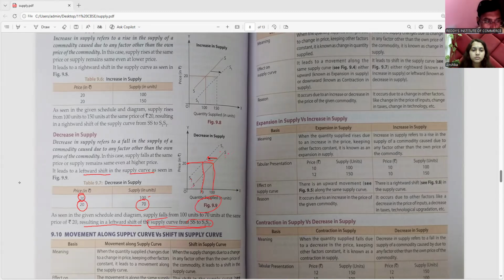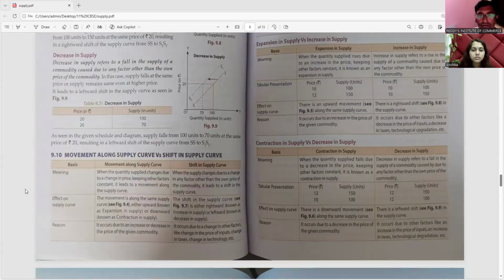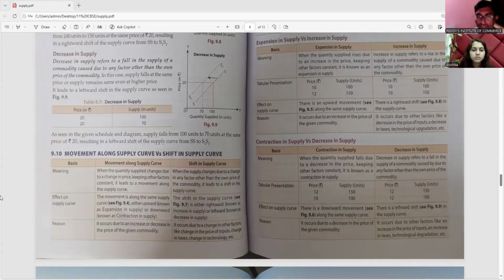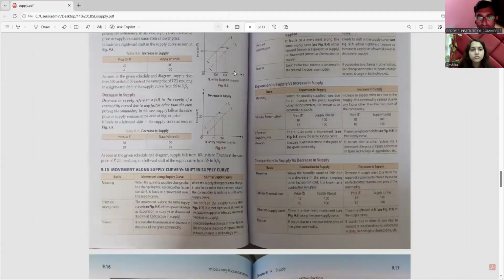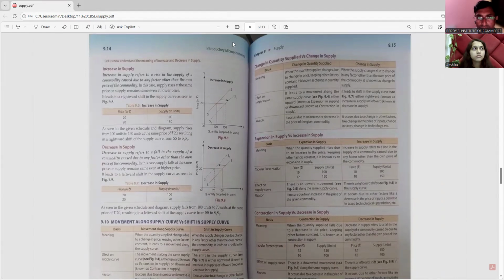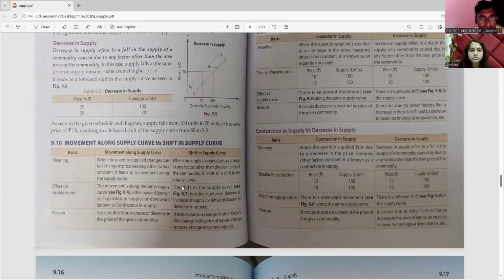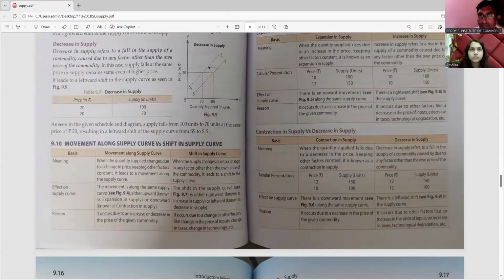Now, movement along supply curve versus shift in supply curve. See, what is the meaning of movement along supply curve? When the quantity supplied changes due to a change in price. Quantity supplied is changing due to changes in the price, but keeping other factors constant. In this case, other factors remained constant. It leads to a movement along the supply curve.